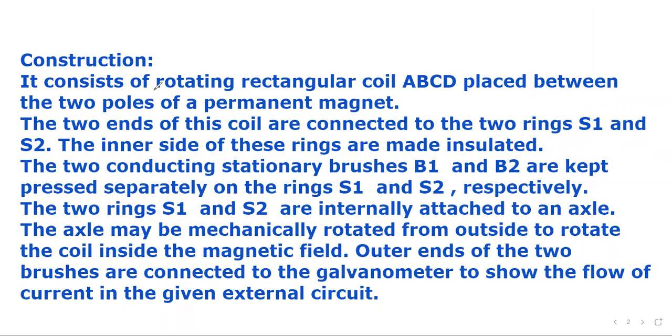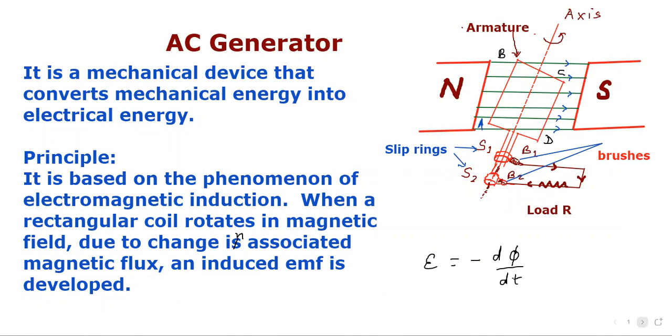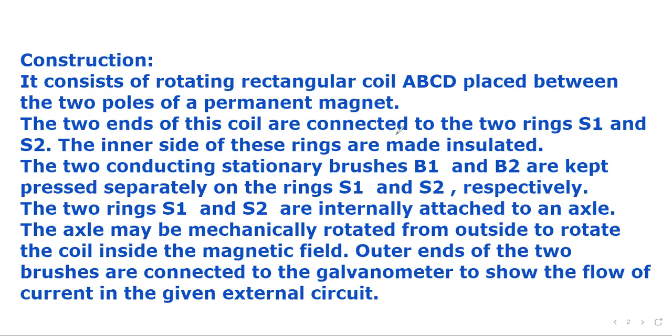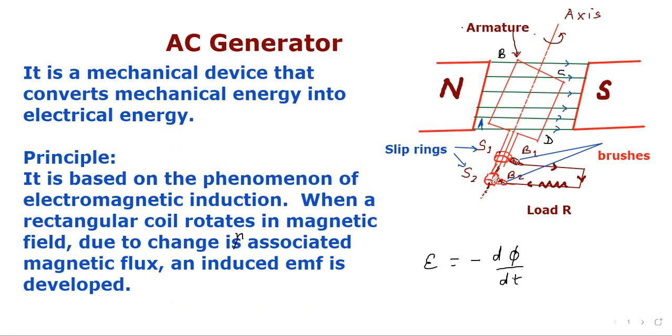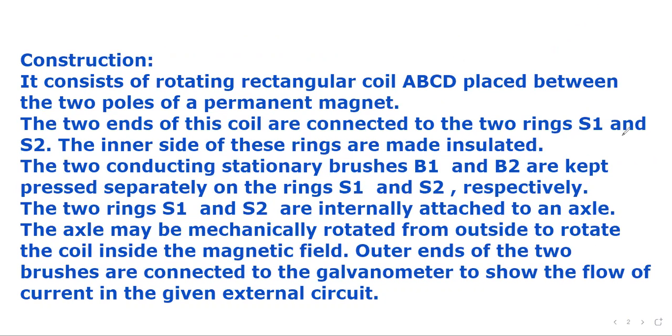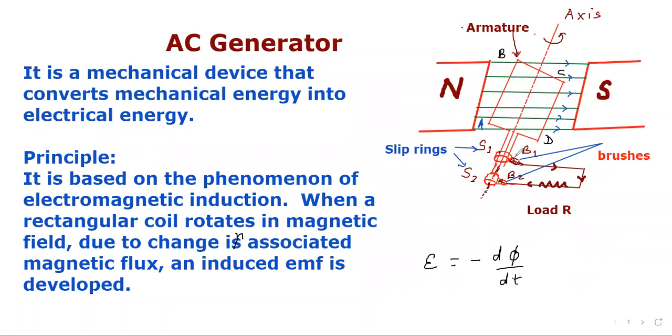It consists of a rotating rectangular coil ABCD placed between the two poles of a permanent magnet, as I have shown here. Then the two ends of this coil are connected to the two slip rings S1 and S2. Here slip rings are shown. This is S1, this is S2. The inner sides of these rings are made insulated. The two conducting stationary brushes B1 and B2 are kept pressed separately on these rings S1 and S2. So here, if you observe, this is brush B1, this is brush B2, which is pressed against these slip rings to make external contact.